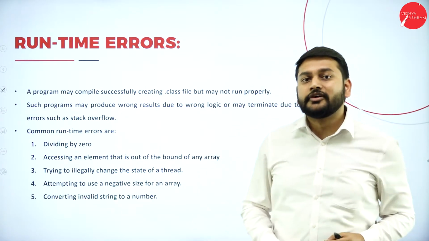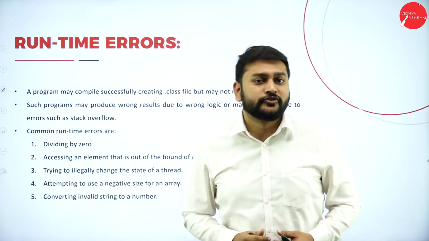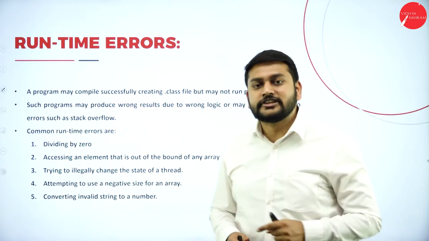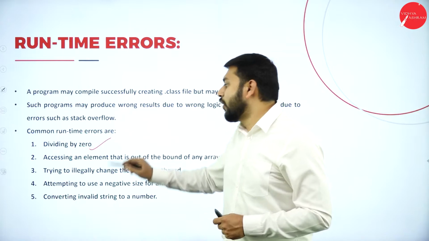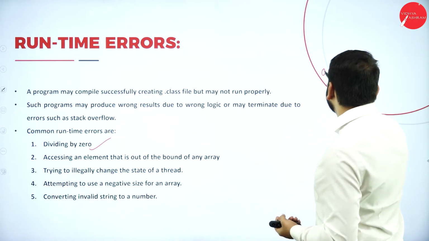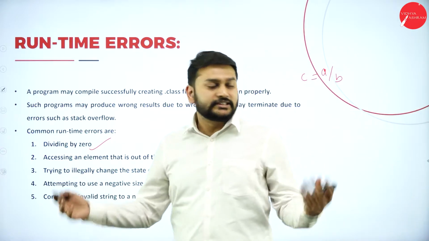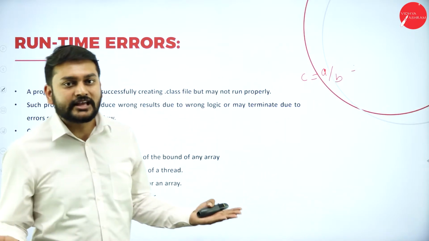So when you have the runtime error, what are the different types of runtime error that I have? Please make a note of it. I have listed them out one by one. First of all, the divided by zero error. Can I write like this: C is equal to A divided by B? Yes, sir, you can write. Is there any syntax mistake? No, there is no syntax mistake.